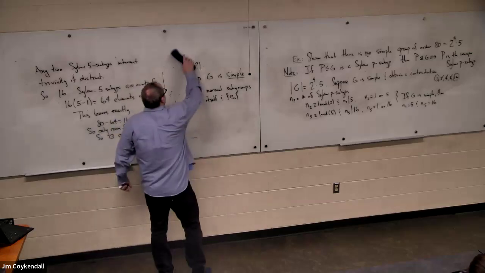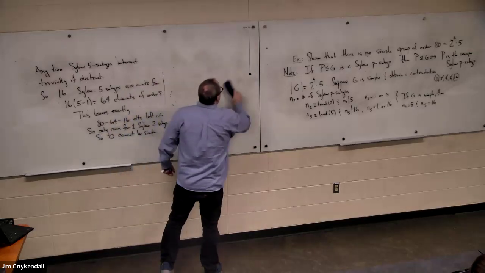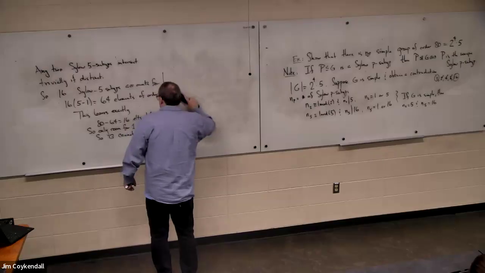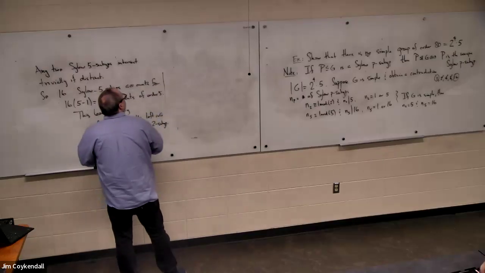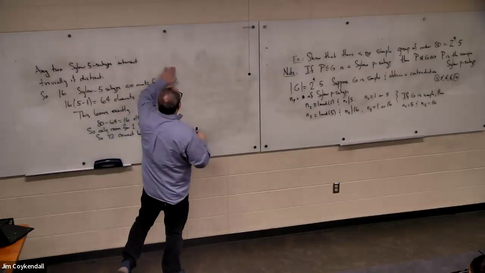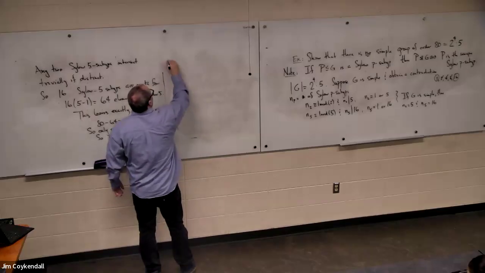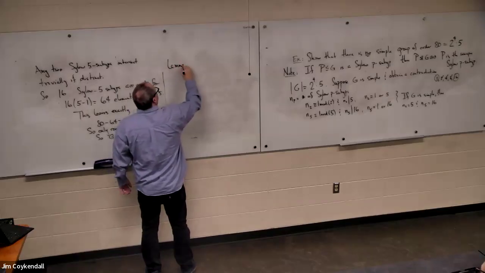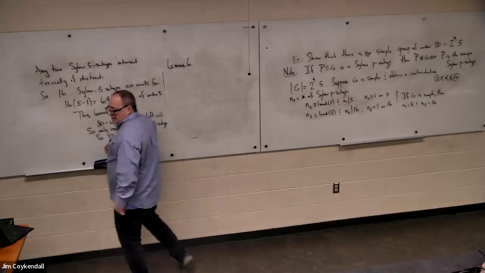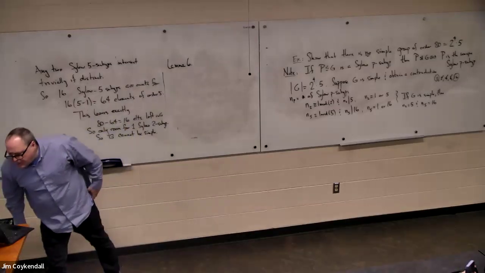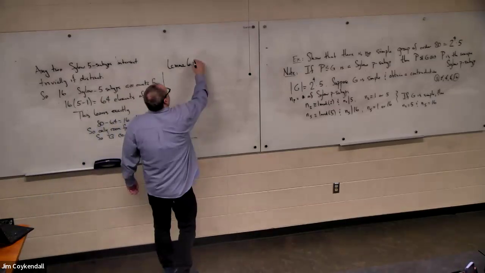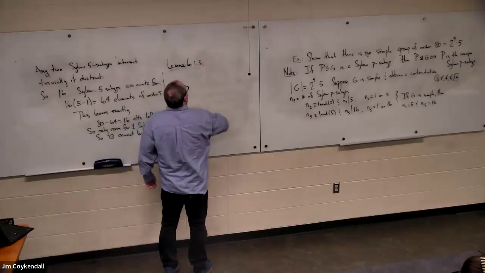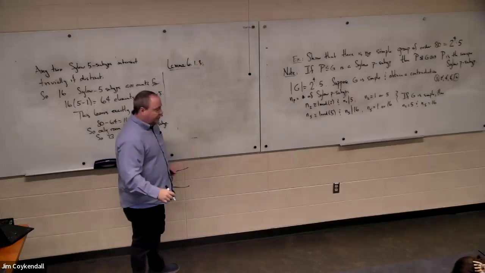Okay, so we're going to move to the proof of the Sylow theorems. Let's record the following lemma. I'm going to need this one piece here. It's Lemma 0.13. This is a tool that I'm going to need.